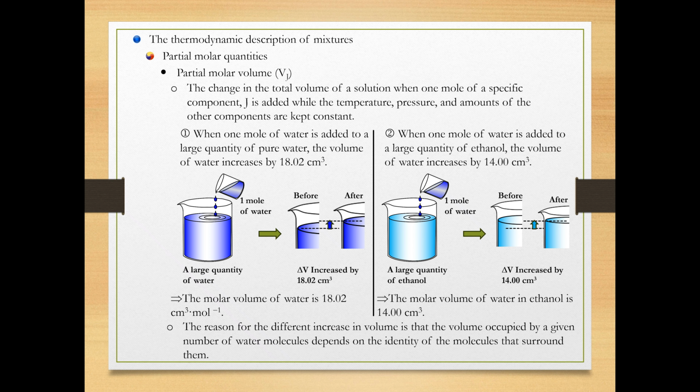As a result, the total volume of a mixture is not necessarily equal to the sum of the volumes of the pure components. This is the fundamental reason why we need partial molar quantities. The word partial emphasizes that we are considering the contribution of one component in a mixture, while all the other components are held constant.